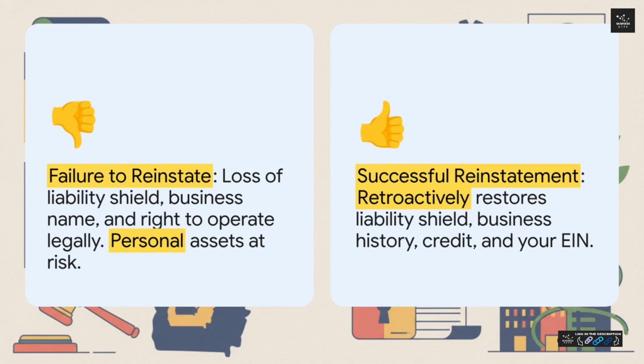But look at the performance when it works. Reinstatement restores that liability shield retroactively. Your right to do business is back, you keep your credit, your history, your start date, and your federal EIN. It is a complete system restore.